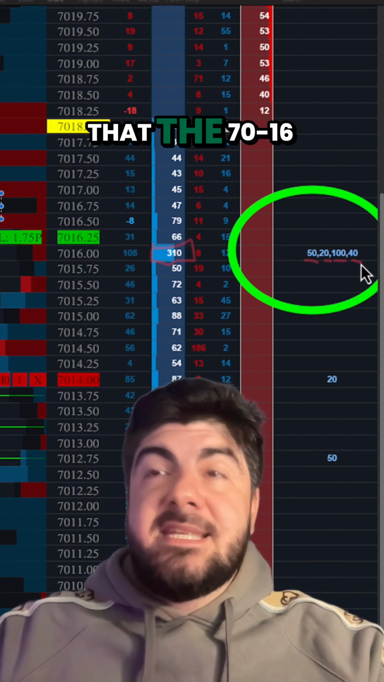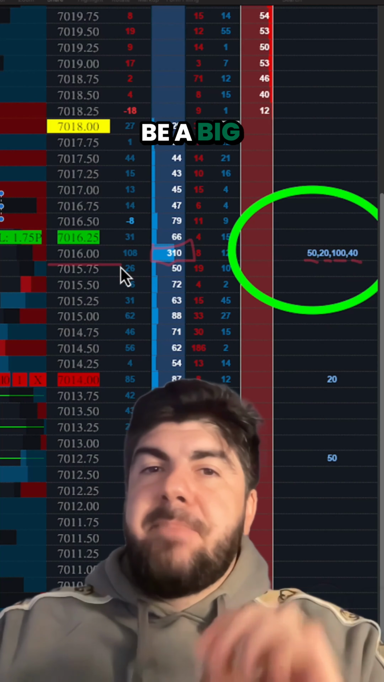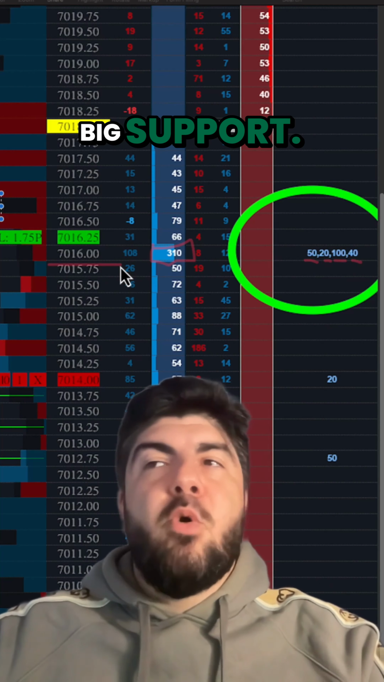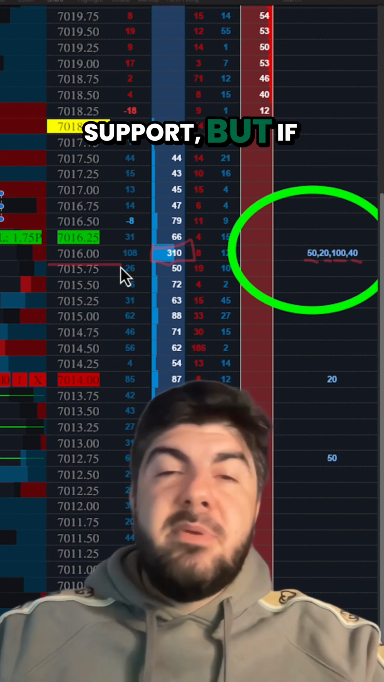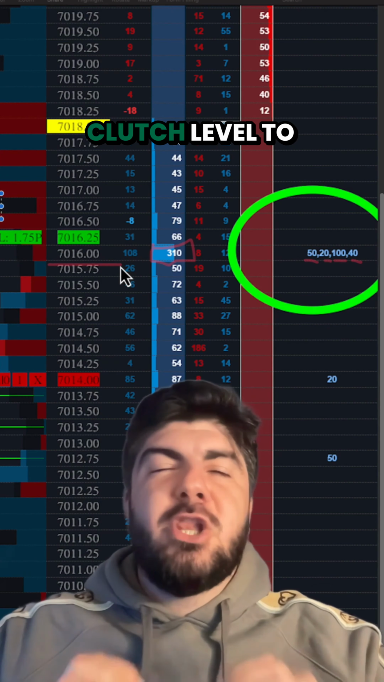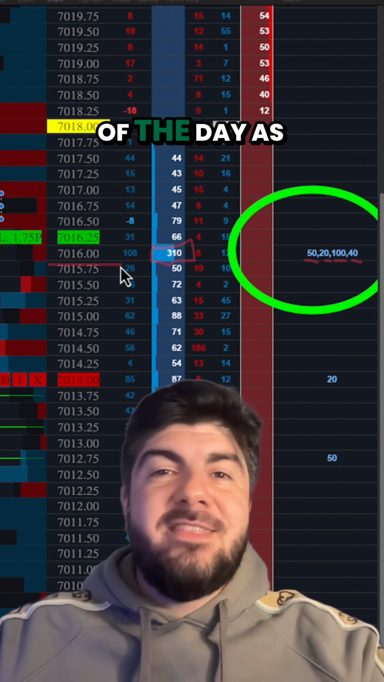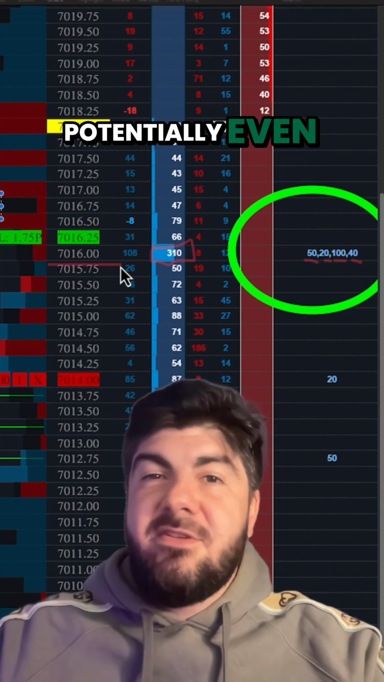This tells you that the 70-16 level on the S&P 500 is either going to be a big resistance or a big support. Currently, I'm long in this position because it's acting as support, but if we get down there and we trade and the market drops, this becomes a clutch level to mark for the rest of the day, as it's going to be a point of interest for the whole session, potentially even multiple days.